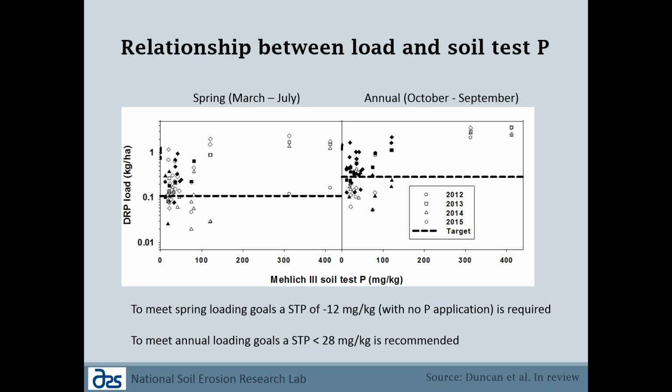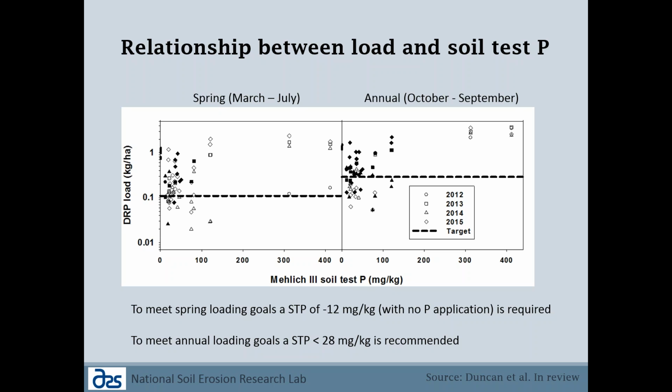Negative values obviously aren't possible, but that just means that it's going to be very hard to meet that loading threshold in the spring without other water management practices like drainage water management to meet those goals. But on an annual level, so not necessarily so focused on the spring, in order to meet our annual loading thresholds, we need to have our soil test less than 28 milligrams per liter.